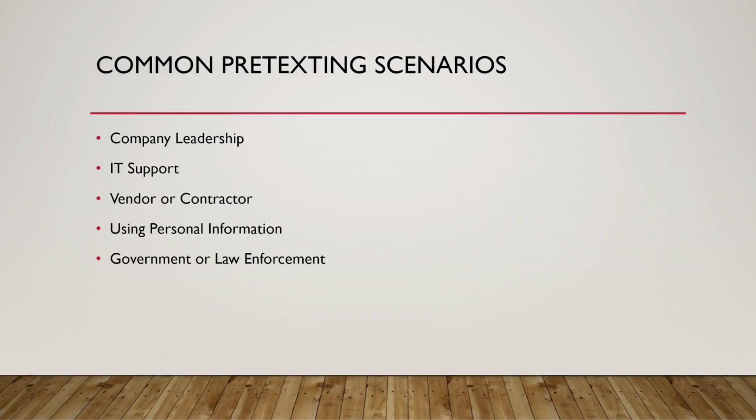Some common pretexting scenarios that you're going to see will be impersonating company leadership. They're going to pretend to be IT support. They might be a vendor. They might even use personal information. But remember, this is information that they used OSINT, open source intelligence, to try to find out and get from somewhere. They may even act like they're the government or law enforcement to provide some fear and urgency into their request.